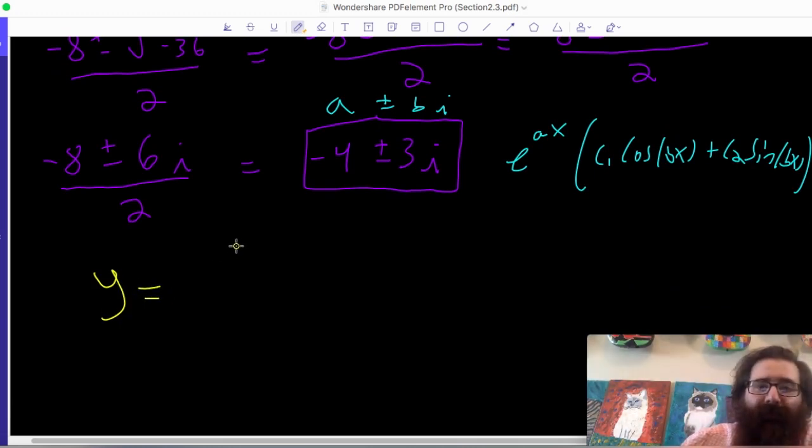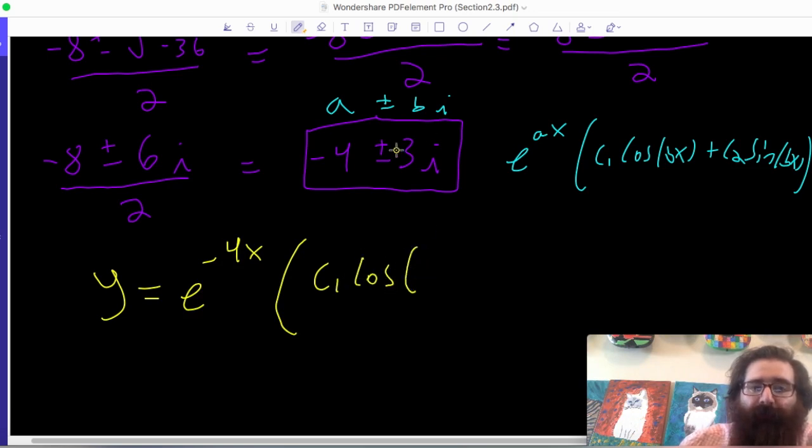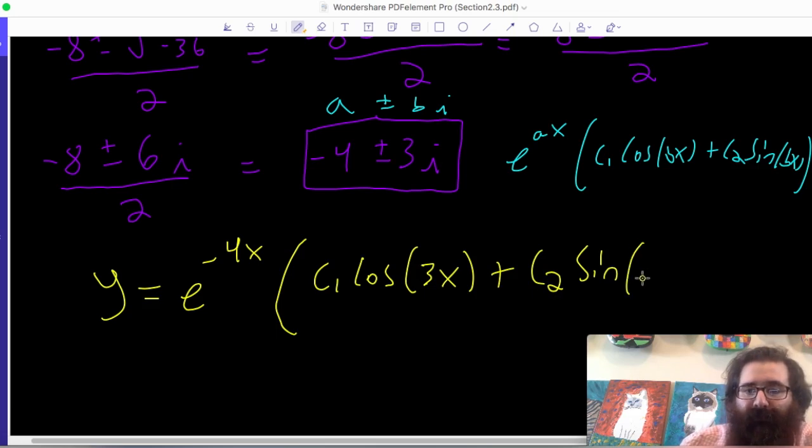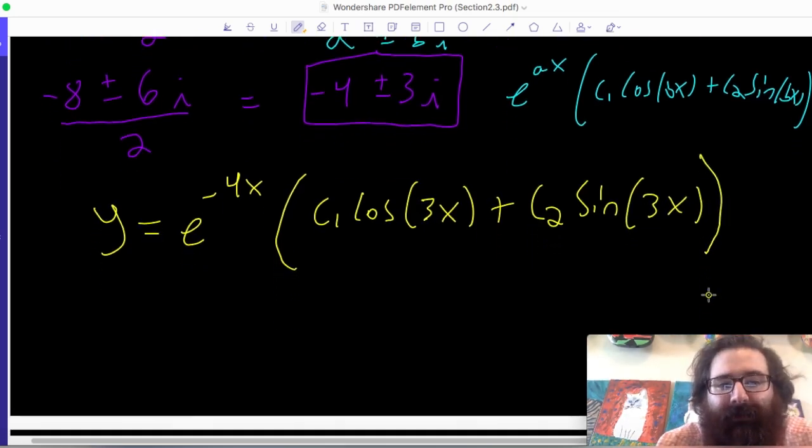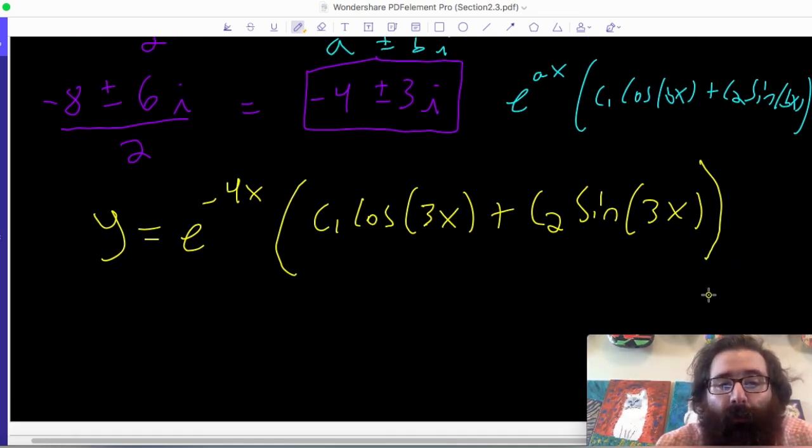So if I go ahead and start writing down how my general solution should look, it's going to be y equals e to the ax, but a is negative 4, so e to the negative 4x. Then get your parentheses. We have c sub 1 cosine of bx, b is 3, so cosine 3x, plus c sub 2 sine of bx, so sine of 3x, since b is 3. And this gives our solution when working with these complex conjugate pairs for the roots.